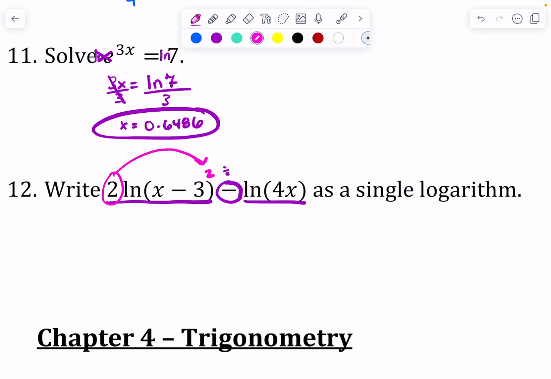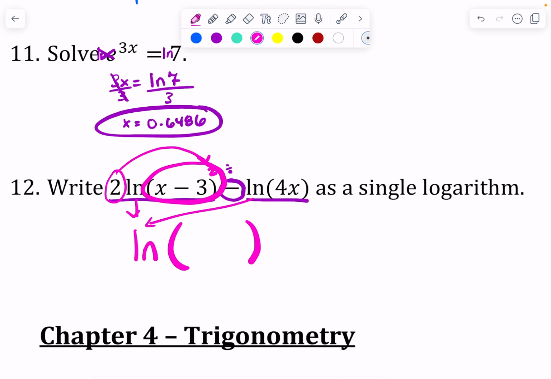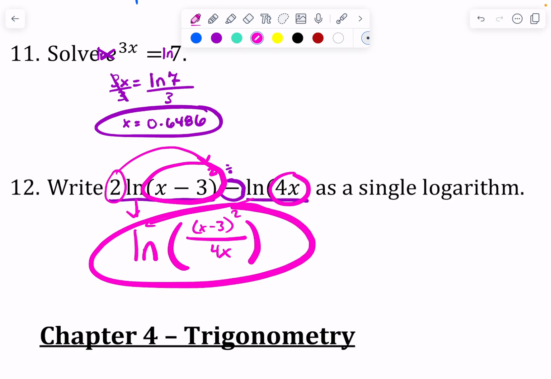When I put him as one log, it's going to just be ln. Like this ln comes to one little thing right here. And then I've got a bunch of stuff. So ln of those 2 things combined. All right, and I'm dividing. So I'm taking this guy and dividing by this guy. So x minus 3 squared over 4x. This is how I express him as a single log. Not solving for anything. That's it. You just write him as one piece, okay?